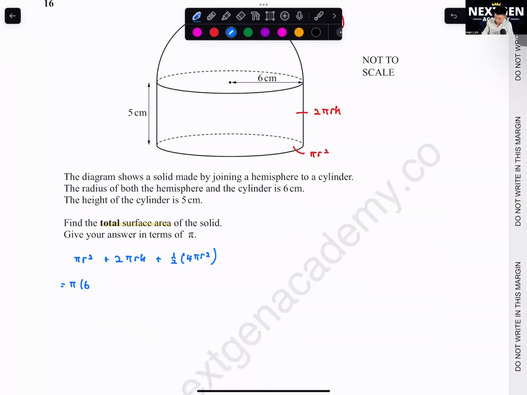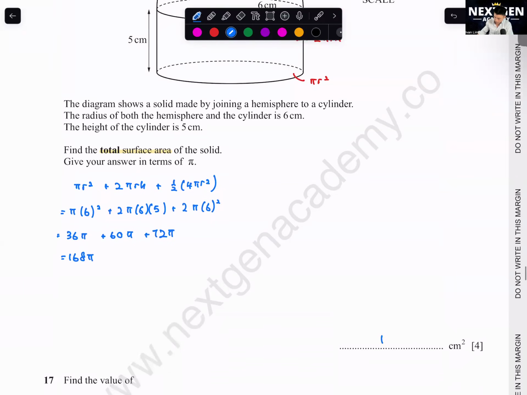Pi 6 square plus 2 pi 6 times 5 plus 2 pi 6 square. 36 pi. This one 60 pi. 2 times 36, 72 pi. 36 plus 60, 96. 96 plus 72, we'll get 168 pi. They say give your answer in terms of pi, so we just leave it 168 pi.